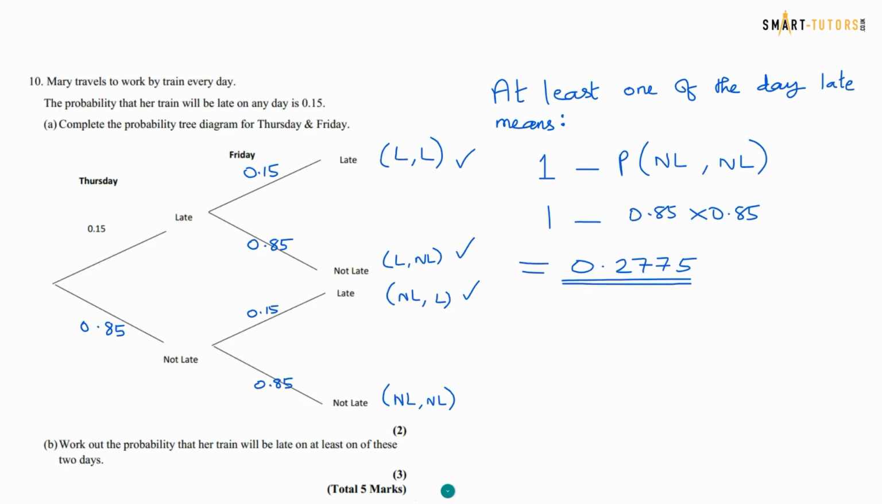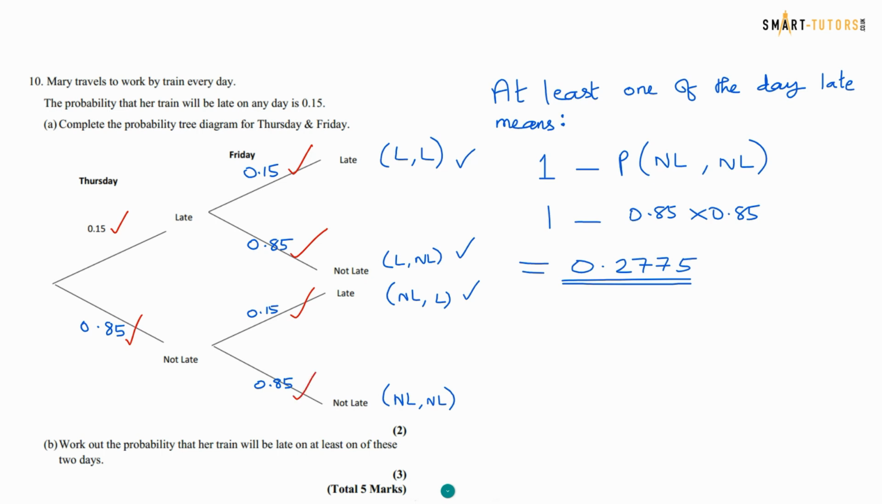Question number 10. Mary travels to work by train every day. The probability that her train will be late on any day is 0.15, and if late is given as 0.15, then not late is 0.85. So they ask you to complete this tree diagram, which is very easy for 2 marks. Fill in 0.15 here, 0.85 here, 0.15 here, 0.85. That's all you need to do.